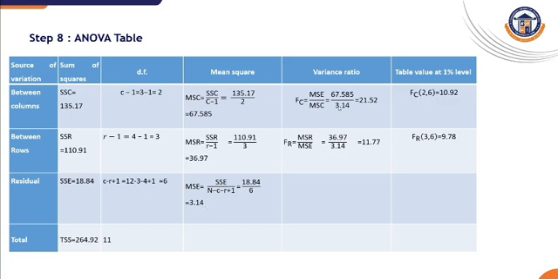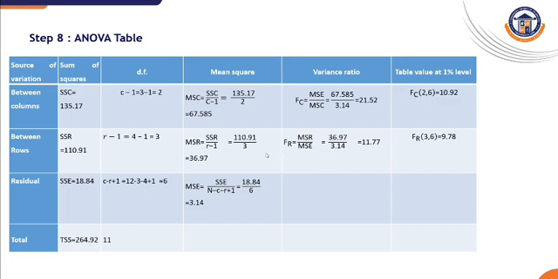So now the variation ratio for our fifth column. First we determine column wise, therefore I write FC. What is the highest value, MSC or MSE? Here we see that the highest value is the MSC value. That's why I write the MSC value divided by the error value, 67.58 divided by 3.14. The answer we get is 21.52.